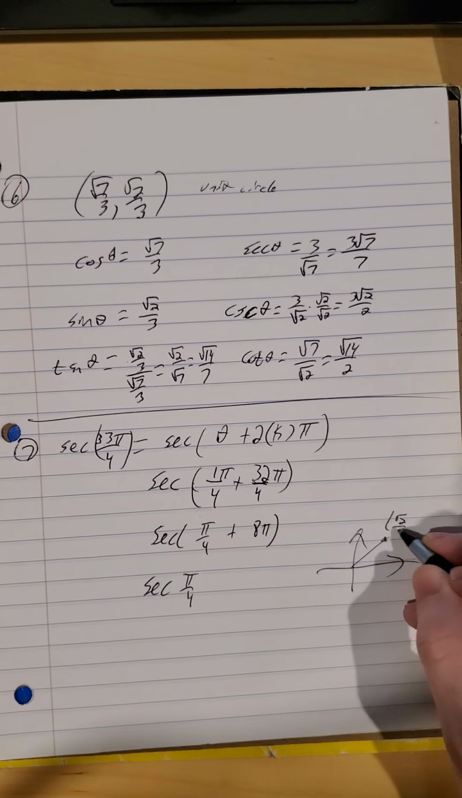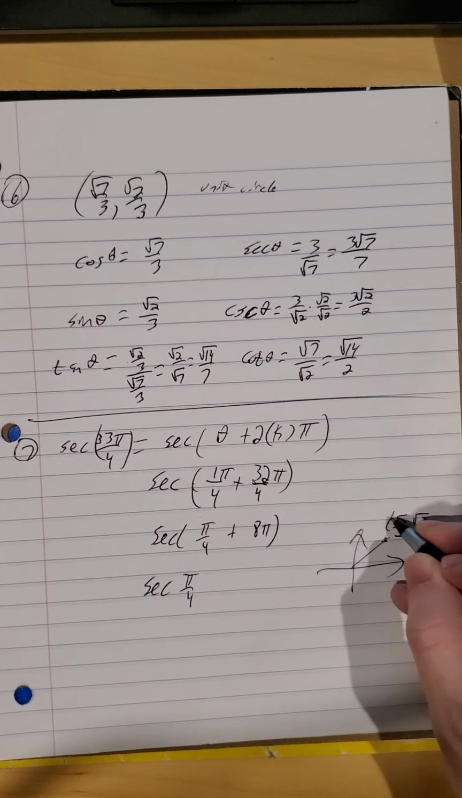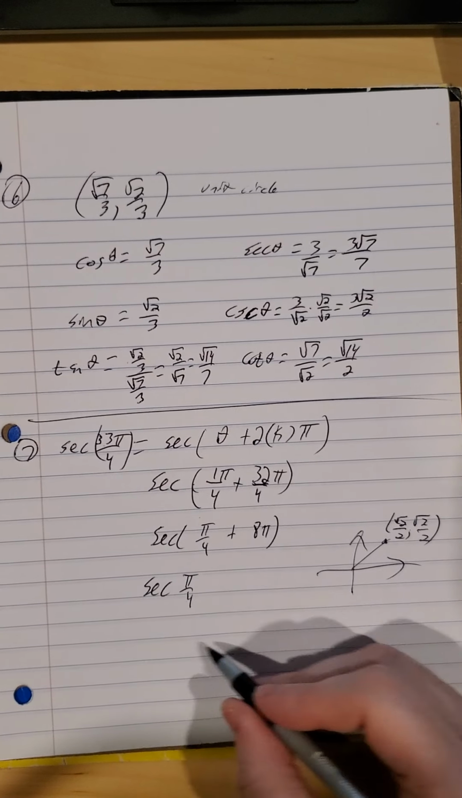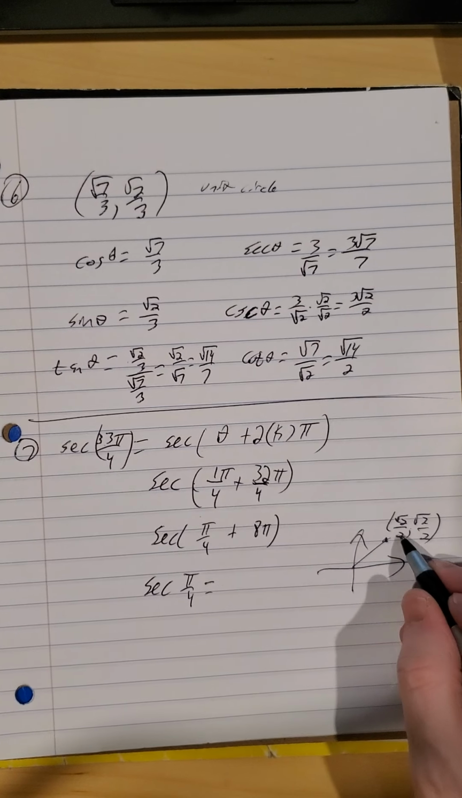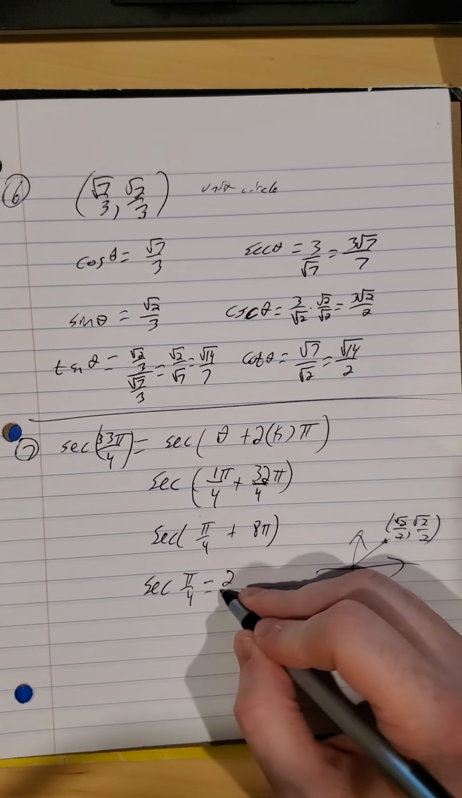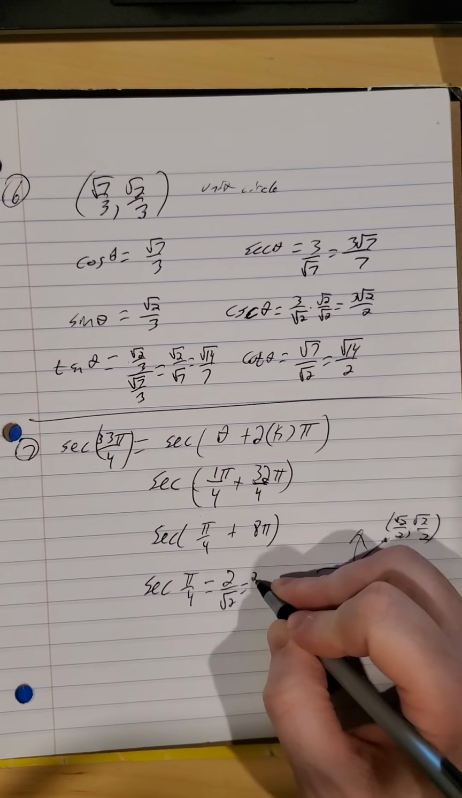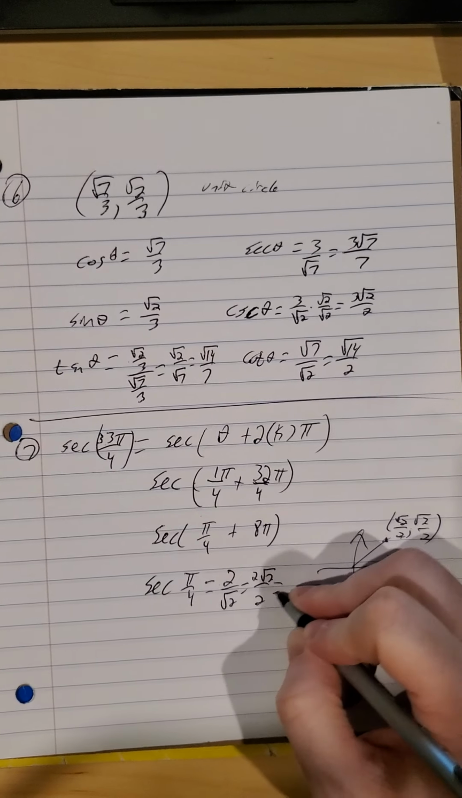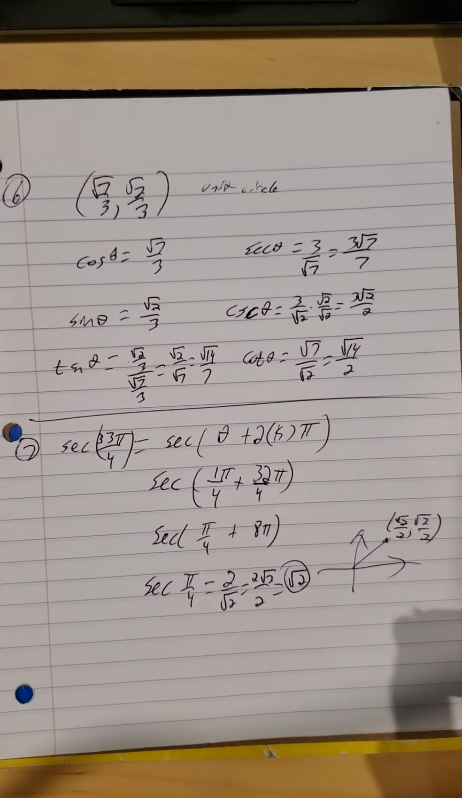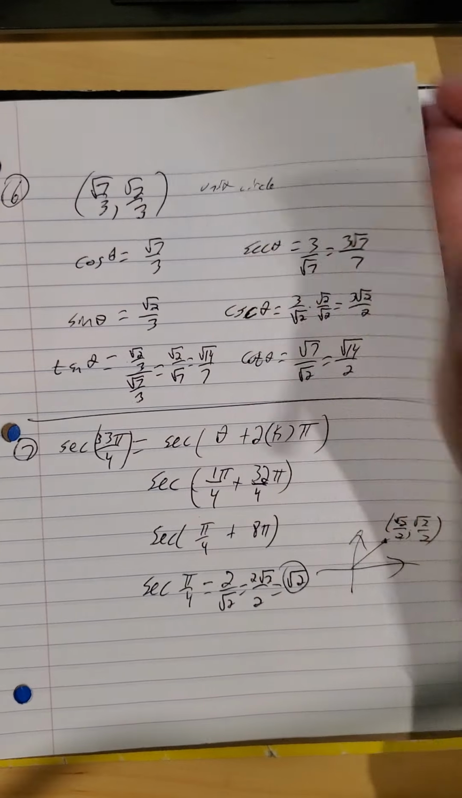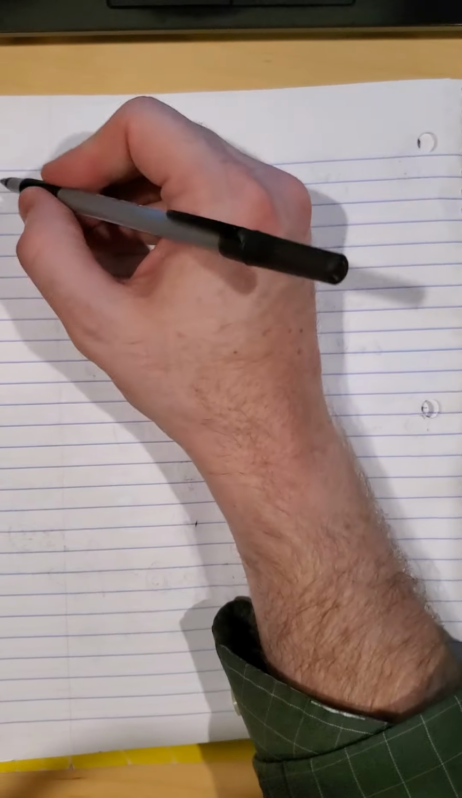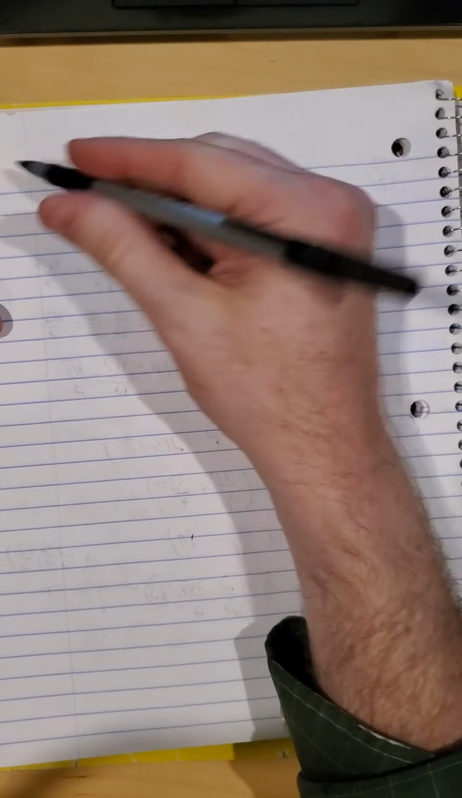So that's the same as the secant of pi over 4. So that's at root 2 over 2, root 2 over 2. So reciprocal of cos is 2 over root 2, which is 2 root 2 over 2, or just plain old root 2. The exact value of the remaining trig functions.